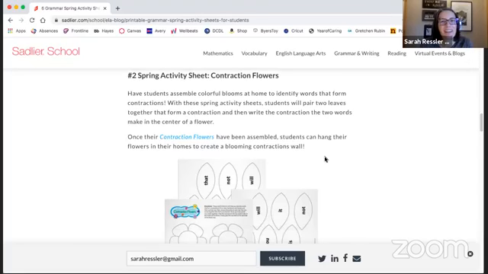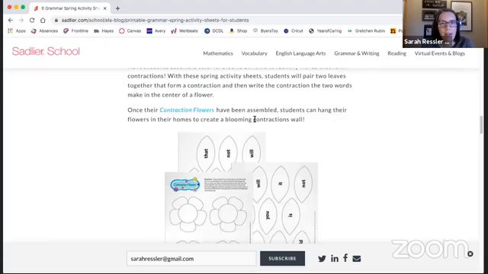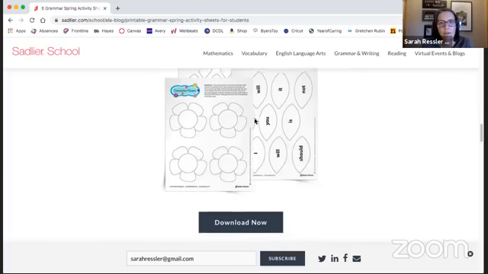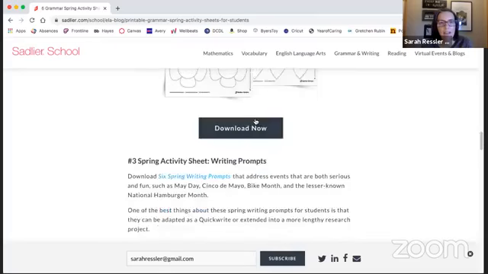All right, so then this is really fun. Number 2 is the contraction flowers. This is not my idea. This is Tiffany's idea. And so the idea that we assemble colorful blooms at home to identify words that form contractions. And so then you can cut them out and make them, or you can certainly use whatever scraps of paper you have lying around.